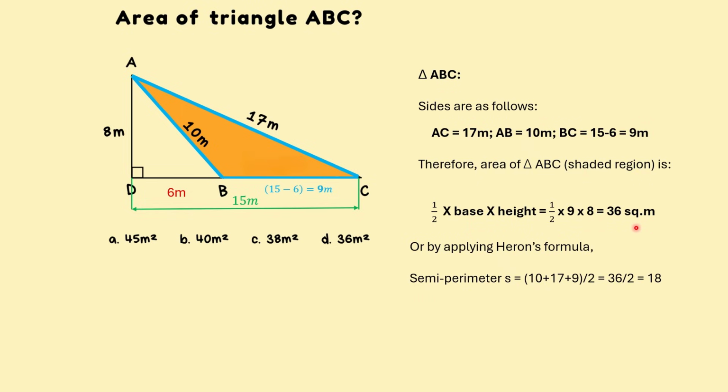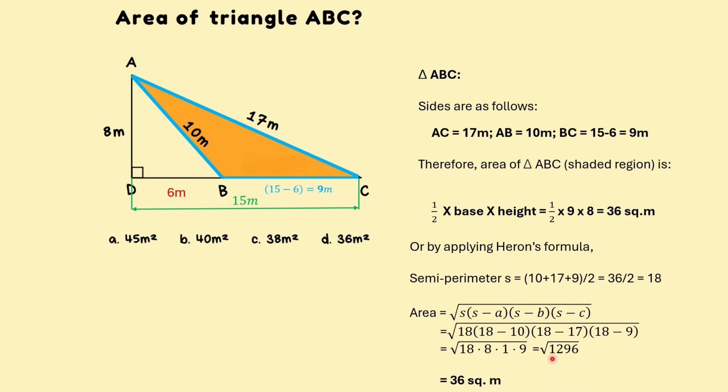You could also apply Heron's formula and calculate semi-perimeter S, which is 10 plus 17 plus 9, which is equal to 36 by 2, equals 18. The area could be worked out with the following formula. Plugging in the values, we would have the square root of 1296, which is equal to 36 square meters. So now we have the answer: it is 36 square meters. And that is your answer.